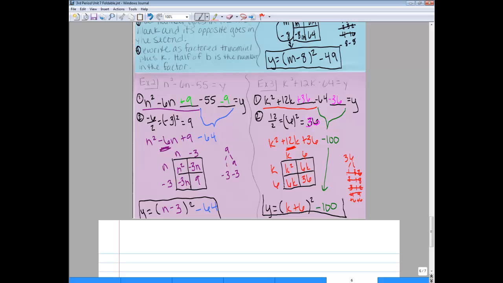We are now done with our foldable. You can do the day 3 stuff. And then tomorrow we will review, finish up the packet, and then I believe you have a test on Friday. I have to look to make sure.